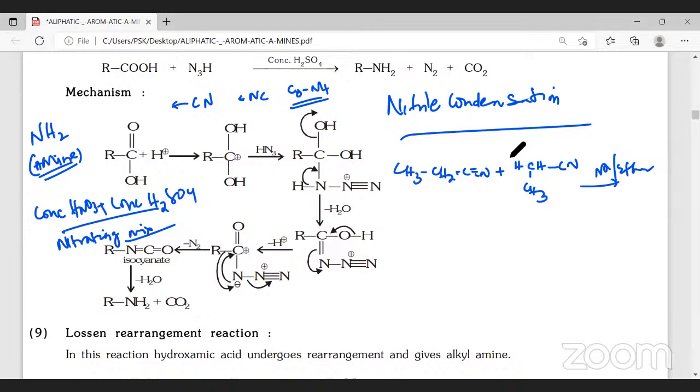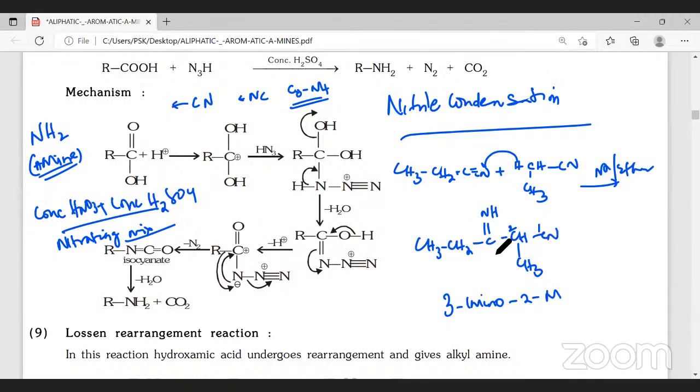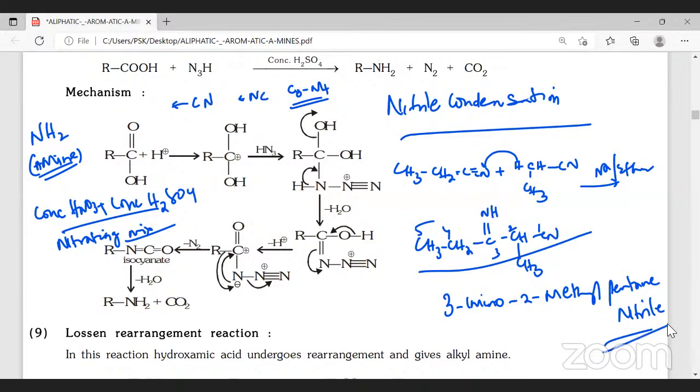So what happens is this hydrogen attacks nitrogen. When this hydrogen attacks nitrogen, a pi bond breaks. So we have CH3, CH2, you have the C, and this NH is there. We will write this NH like this, so that this carbon has a satisfied tetravalency. What else is left out? We have this whole group. So we have CH, CH3, and CN. So this is called 3-imino, NH group is called imino, 2-methyl. This is 1, 2, 3, 4, 5: 2-methylpentane. And since the longest chain contains the cyanide, it is called pentane nitrile. So it's called 3-imino-2-methylpentanenitrile.